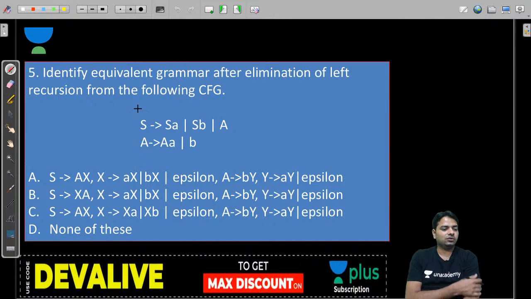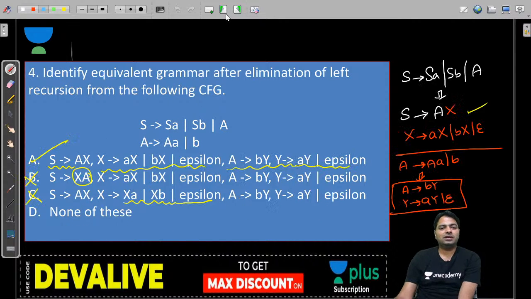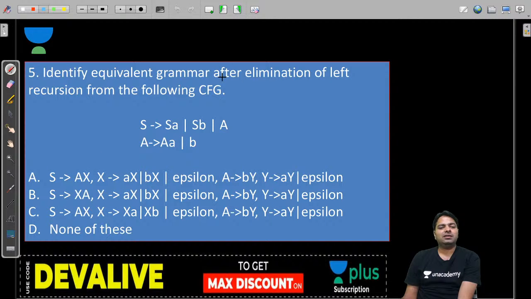Okay, then the fifth question: identify the equivalent grammar after elimination of left recursion. Is it the same question or a different question? Sometimes I make mistakes where I copied. Is it exactly the same or different? Just look at it. Any difference here? Both are exactly the same. So please choose option A or cross check. Yeah, same, right? So don't waste your time. Even I do sometimes, because when I bring a lot of questions, sometimes there is a copy paste mistake.